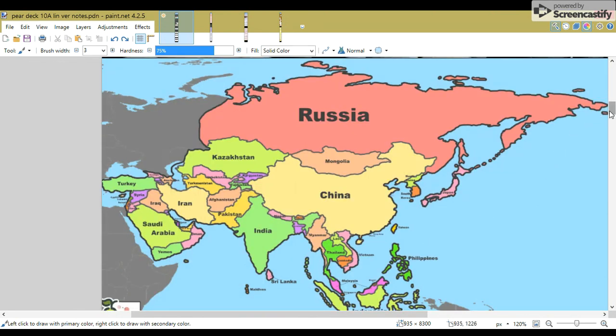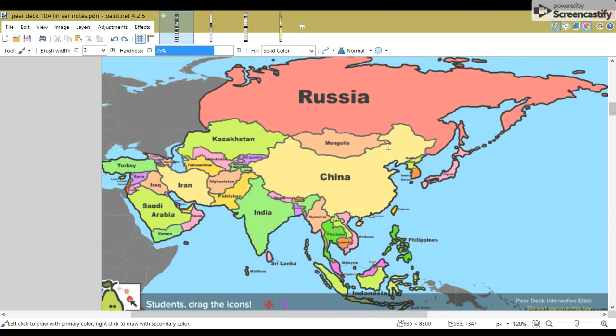On this slide, go ahead and drag the icon over your favorite country here.